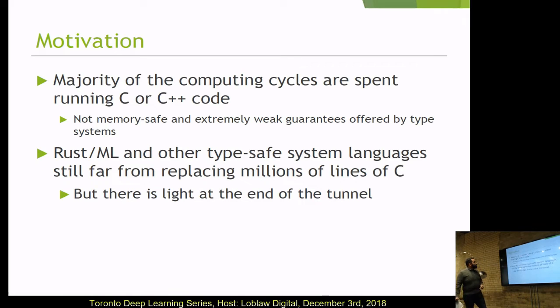The reality of our lives in 2018 is that still the majority of computing cycles are spent running code that is written in C and C++. Now, mind you, C was designed way back in 1969, so that is almost 50 years ago. And C++ was probably the 1980s. These are not memory-safe languages. Their type systems give extremely weak guarantees. It's almost by definition, type punning is something you have to do. You have to change types and whatnot.